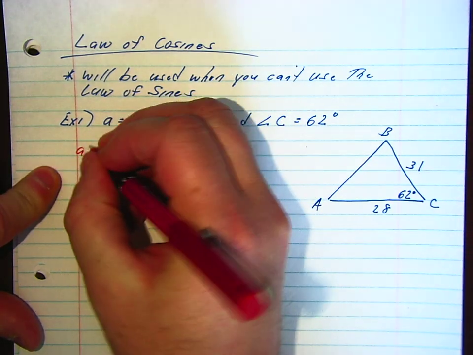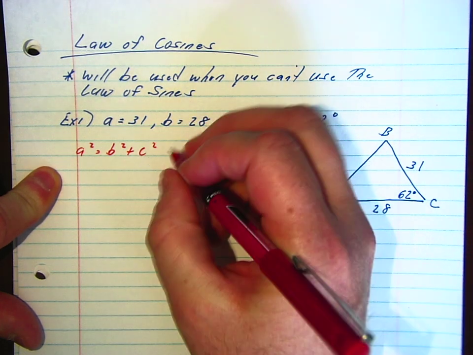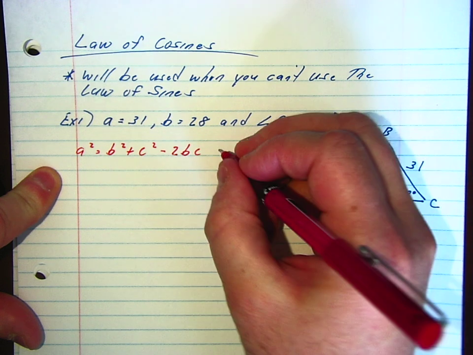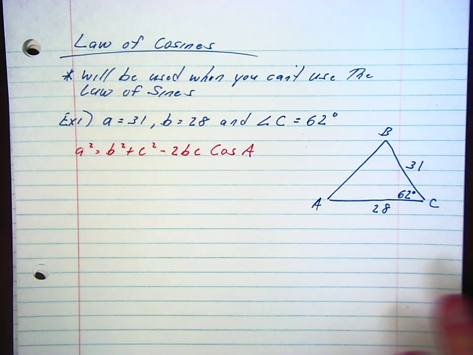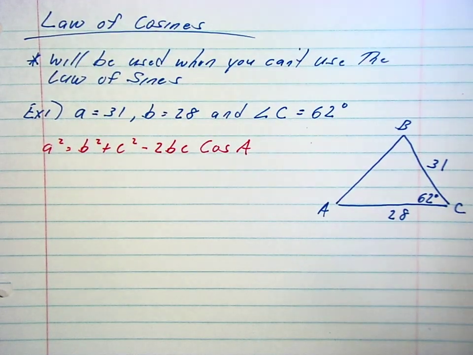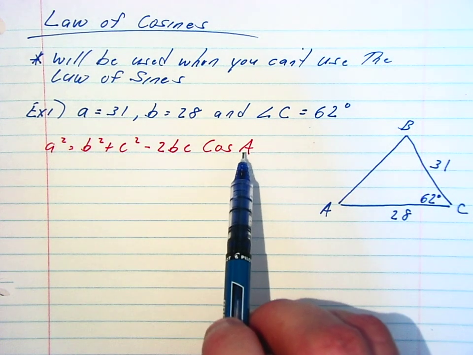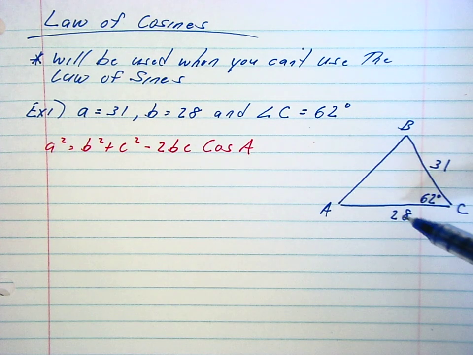It is a squared equals b squared plus c squared minus 2bc all times the cosine of angle A. Okay, so a couple things about this formula. First of all, there's only one angle in the entire formula. If you look at it, that's a side, side, side, side, side. Big angle A is obviously an angle. You don't have angle A in this problem, and that's going to be a problem.